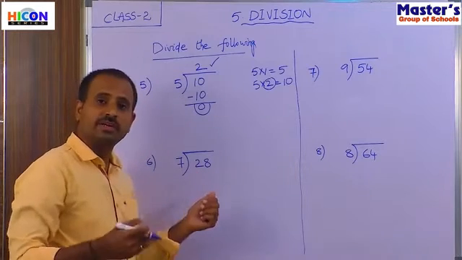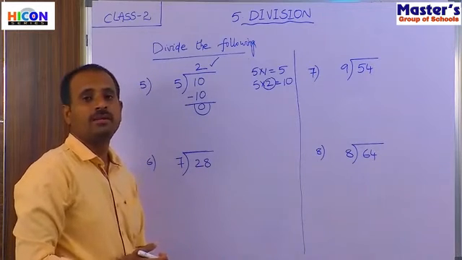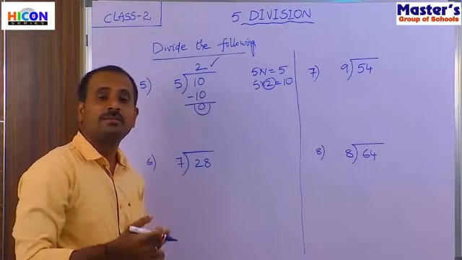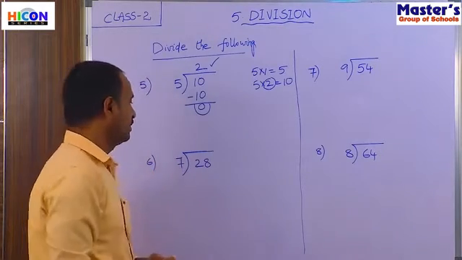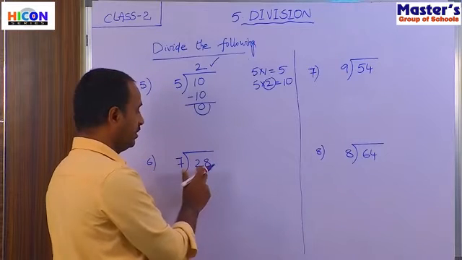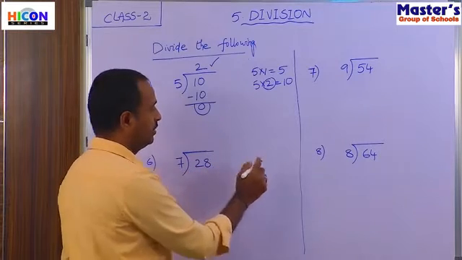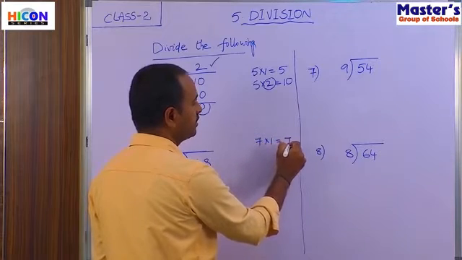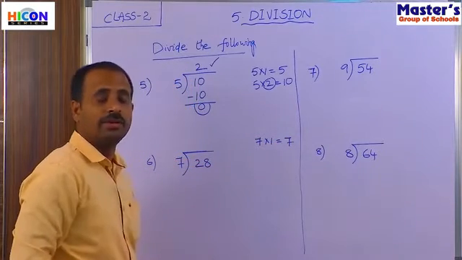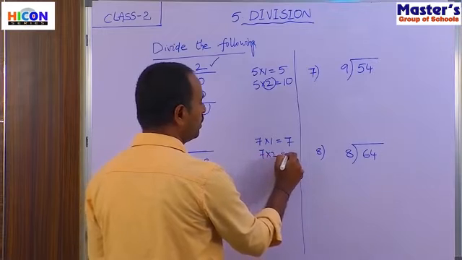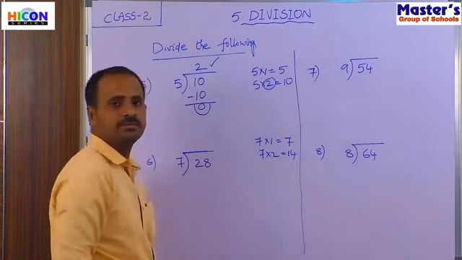When does the number 28 come in the 7th table? Let us recall the 7th table. How many times will 28 come in the 7th table? If you take 1 time, 7 ones are 7. Now take 2 times 7. That is, 7 twos are 14.